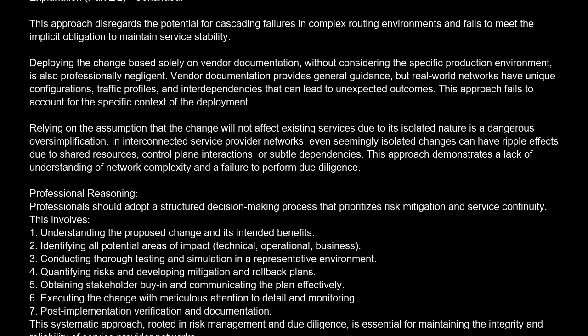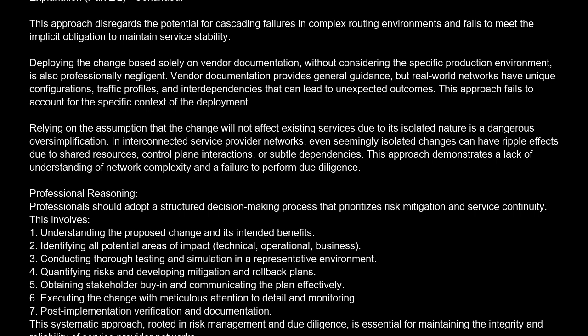Deploying the change based solely on vendor documentation, without considering the specific production environment, is also professionally negligent. Vendor documentation provides general guidance, but real-world networks have unique configurations, traffic profiles, and interdependencies that can lead to unexpected outcomes. This approach fails to account for the specific context of the deployment. Relying on the assumption that the change will not affect existing services due to its isolated nature is a dangerous oversimplification.